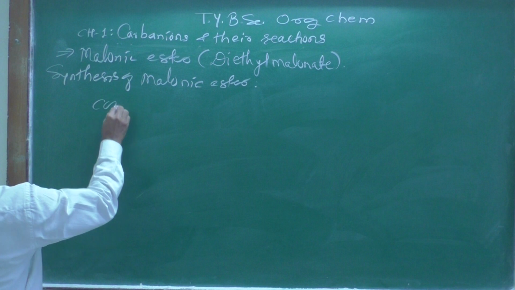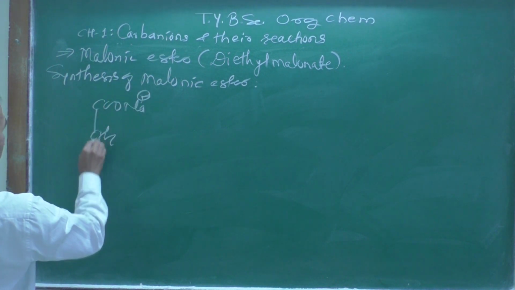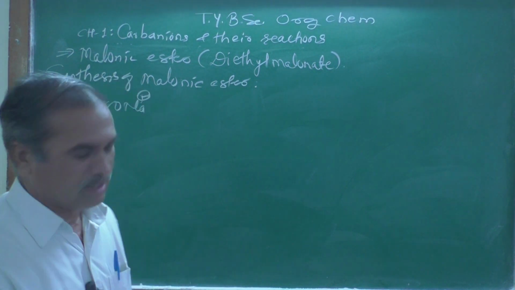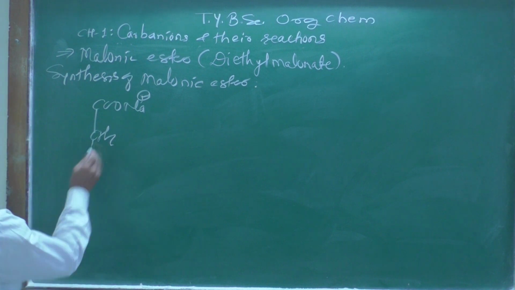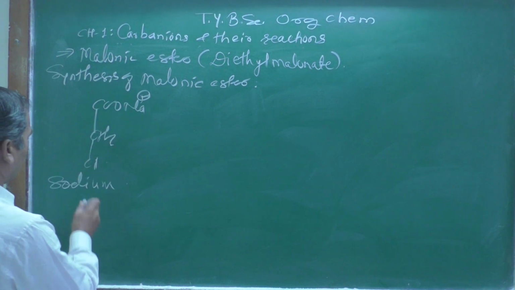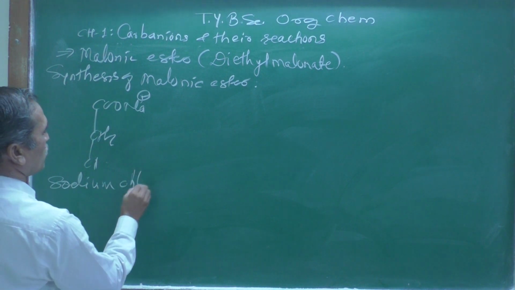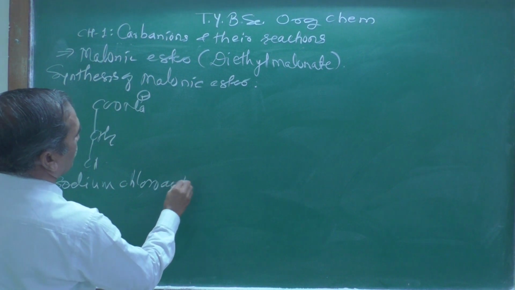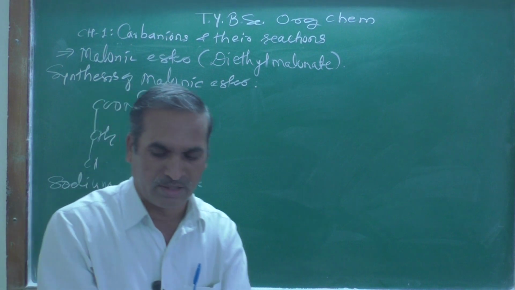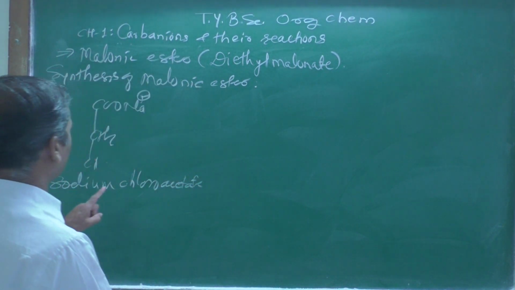So now let us look at the starting material. What is the starting material taken here? This is the starting material, CH2Cl, this type of compound I have written over there. The name of this compound is sodium chloroacetate, a sodium salt of acetate, which is the starting material used for the synthesis of malonic ester.